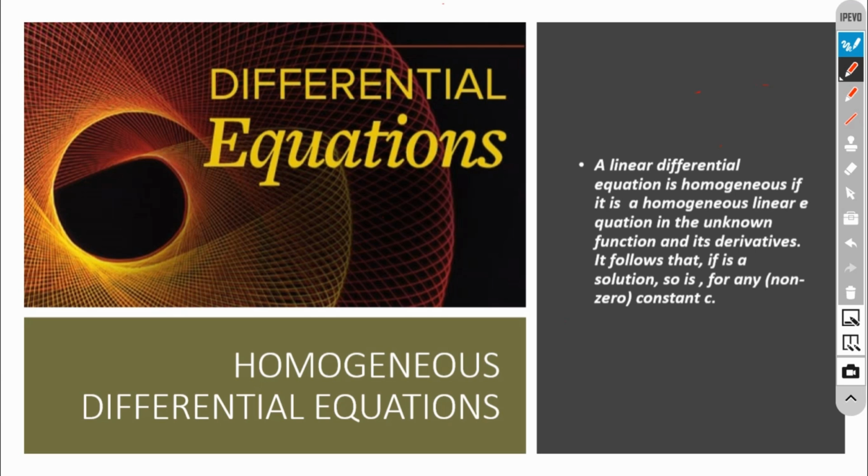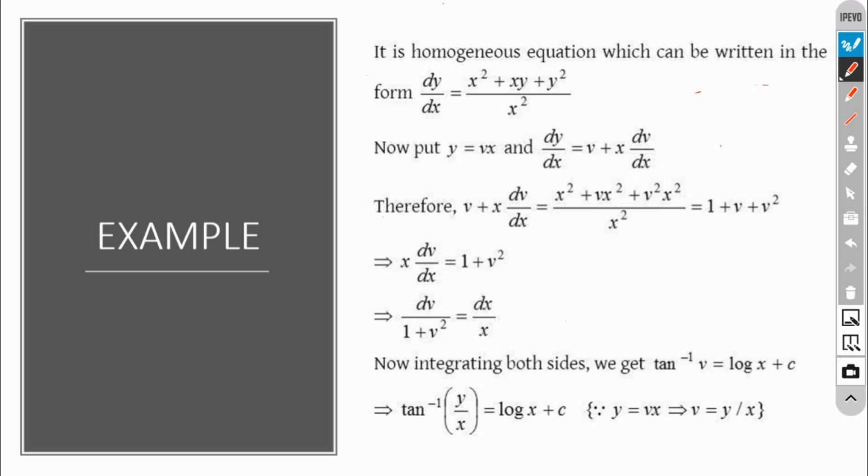What is a homogeneous differential equation? A linear differential equation is homogeneous if it is a homogeneous linear equation in the unknown function and its derivatives. In this example, you can see that on the right hand side, dy by dx is equal to x square plus xy plus y square divided by x square. Here you can see that in the numerator there are 3 terms, x square plus xy plus y square, and the degree of each term is 2, and the degree of the term in the denominator is also 2.